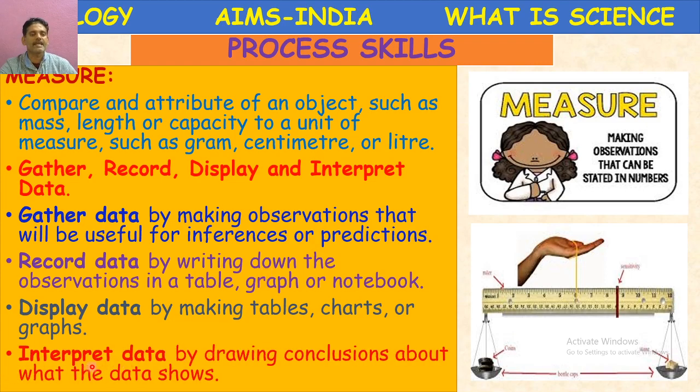So last one is interpret data. Interpretation means drawing conclusions about what the data shows. So you have done measurement, the process skill. First you have compared the objects. In that comparison, you have selected an object or a stone you have taken. So you have to measure mass.